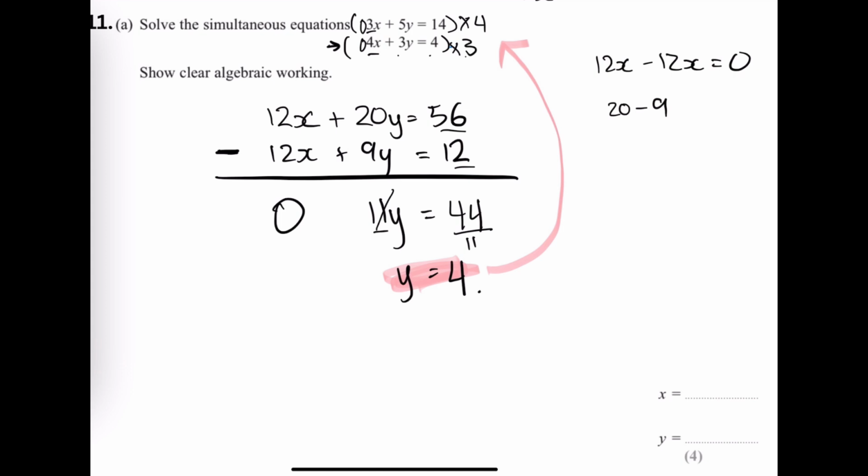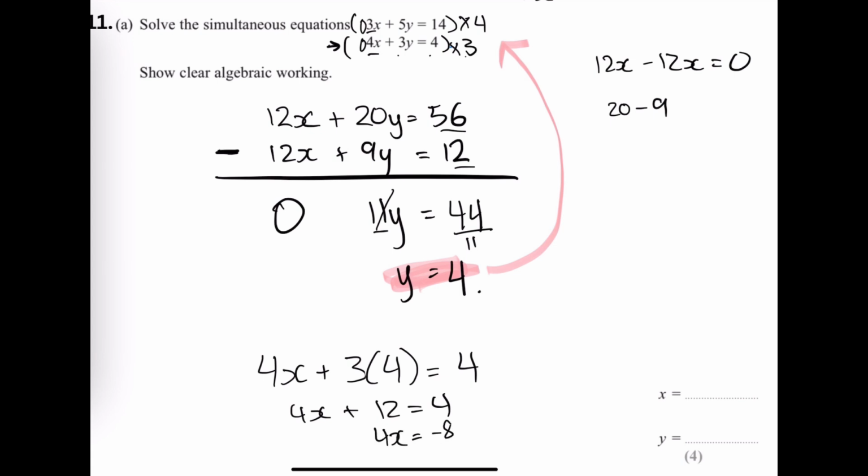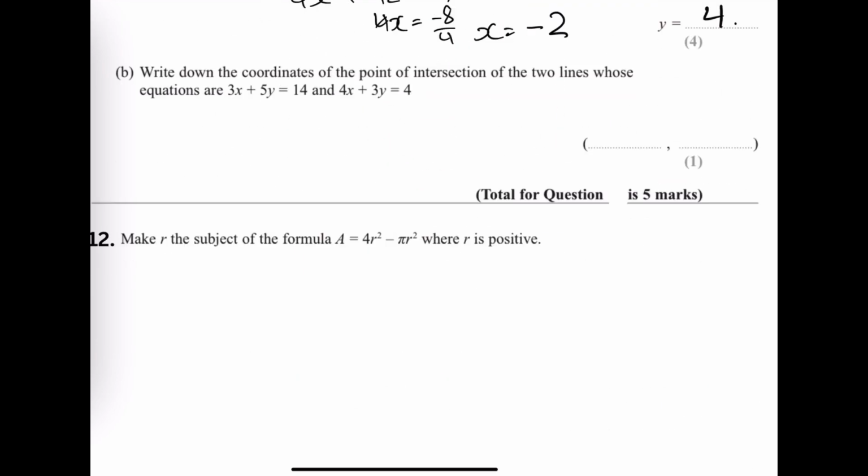So we'll just choose any one of them. So we'll do 4x plus 3 times y. We know that y now is 4, so that is 4x plus 12 equals 4. And if we do 4x equals minus 8, x equals minus 2, since you just divided this by 4. So we know x equals -2 and y equals 4, which is the answer.